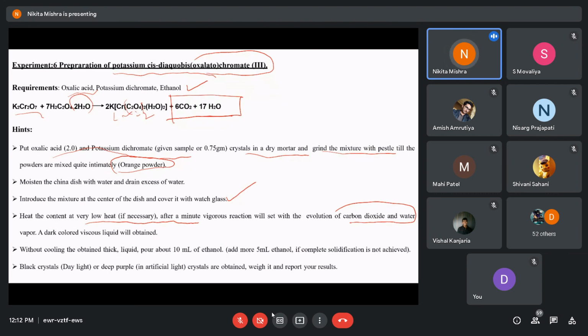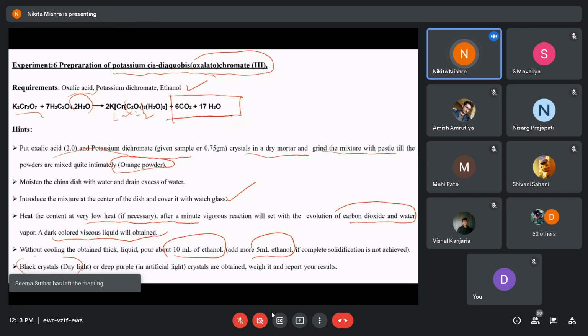A dark colored viscous liquid will be obtained. Then, without cooling, the obtained thick liquid should be poured into 10 ml of methanol. That methanol is used as a solvent. If required, we can add 5 ml more of ethanol if complete solidification is not achieved. So which kind of color will be obtained? Black crystals will be obtained that are seen in daylight, or deep purple that can be seen in artificial light. Then we have to weigh it and report the result.